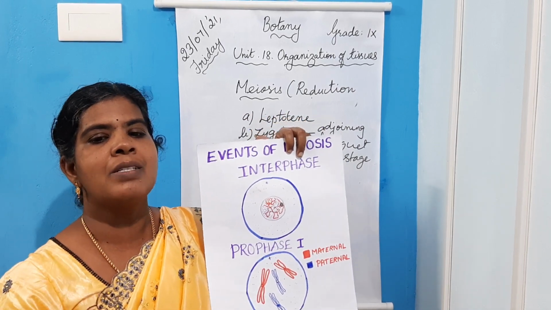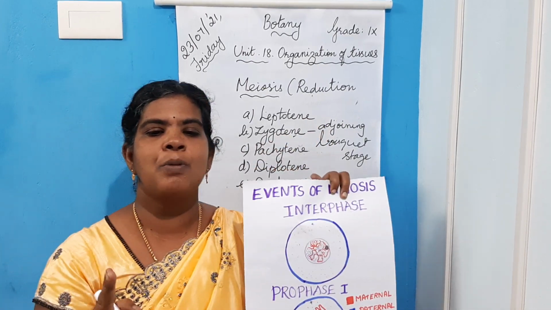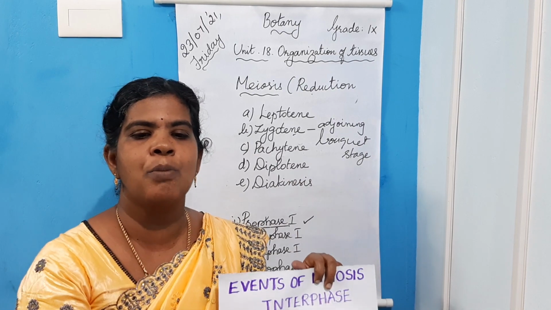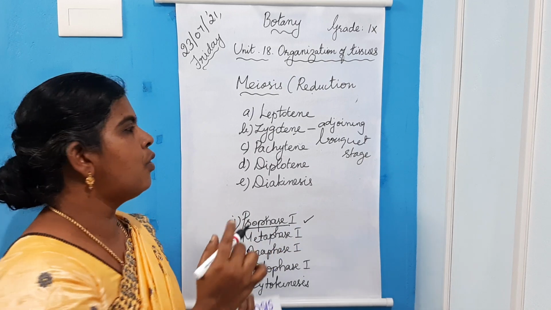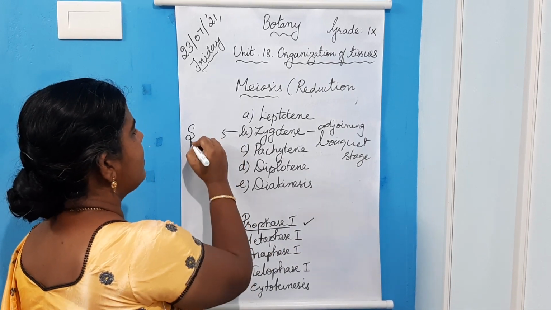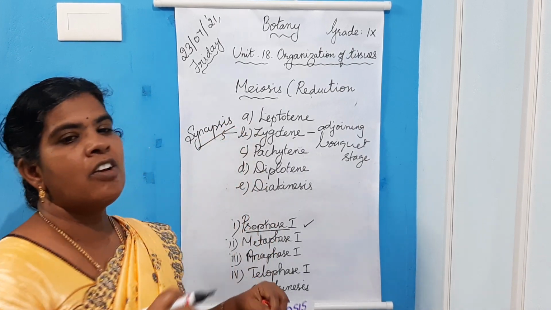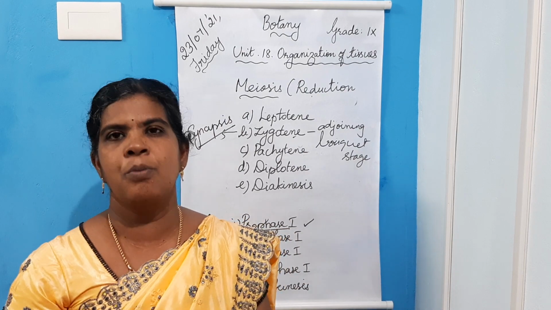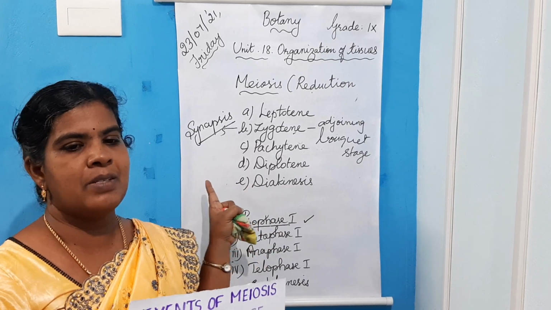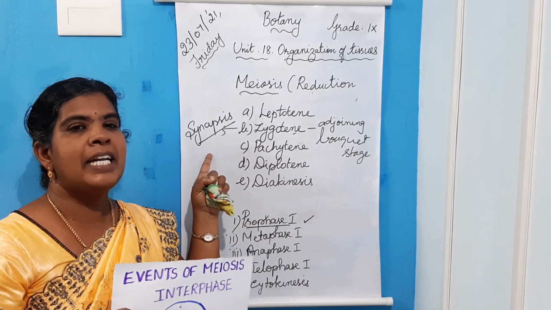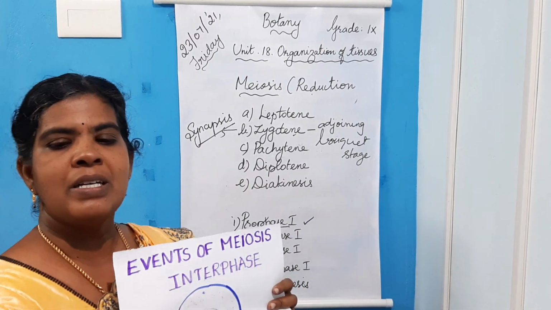Now, during the zygotene stage, the 2 homologous chromosomes, homologous means the paired chromosomes, approach each other and begin to pair. The pairing of homologous chromosomes is called synapsis. What is synapsis? Pairing of homologous chromosomes is called synapsis.